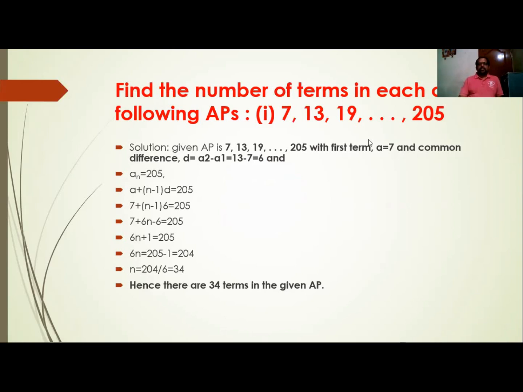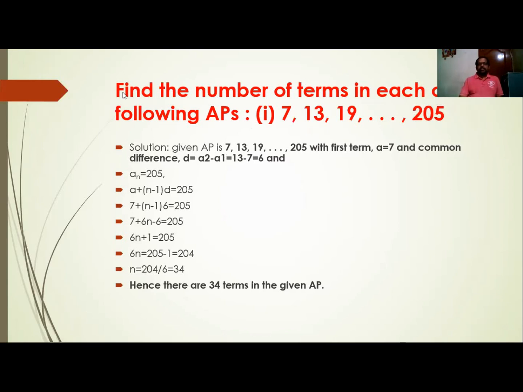What is the question? Find the number of terms in each of the following AP. Here the AP given is 7, 13, 19, and so on. The last term given is 205. Clear? So first note down the question.